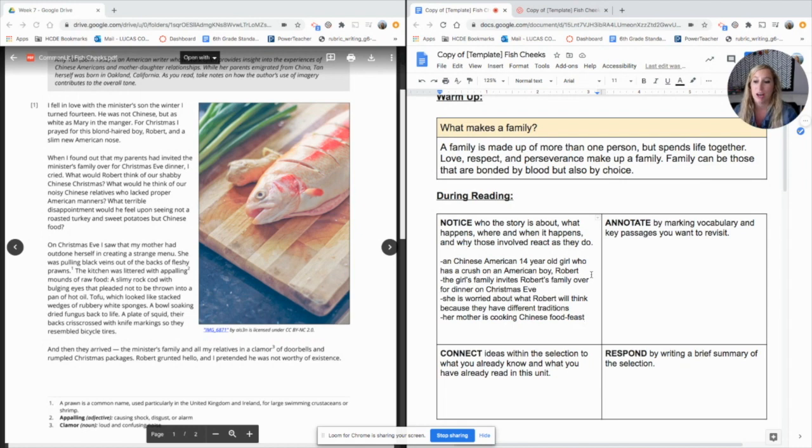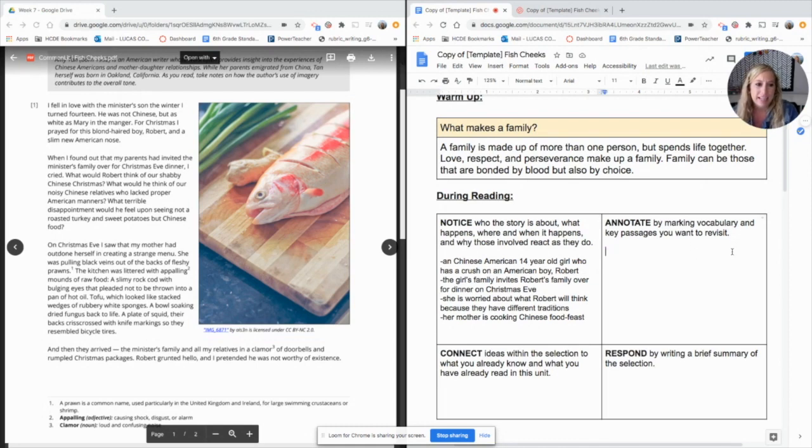And they arrive, and we see that they're coming in a clamor, which means loud and confusing noise of doorbells and packages. And then we see Robert show up, and she is super nervous, and she is pretending that he was not worthy of existence. So she was very nervous.